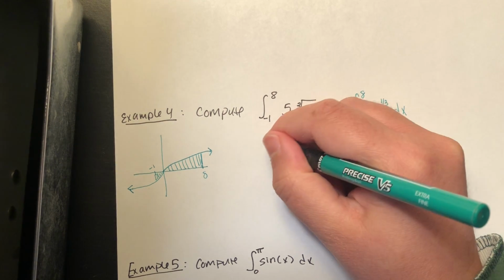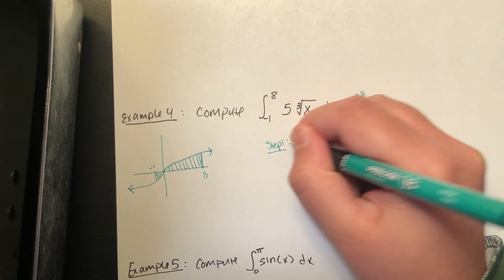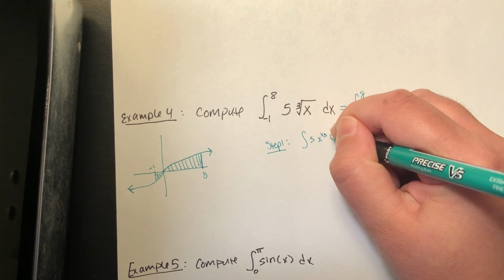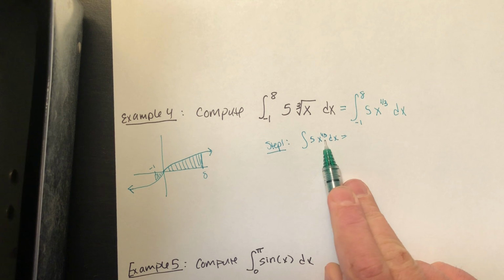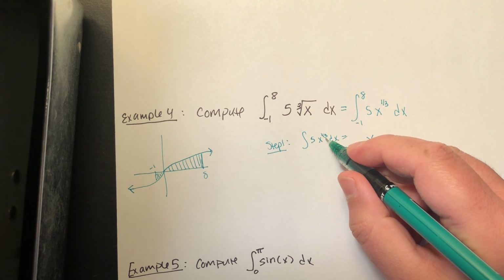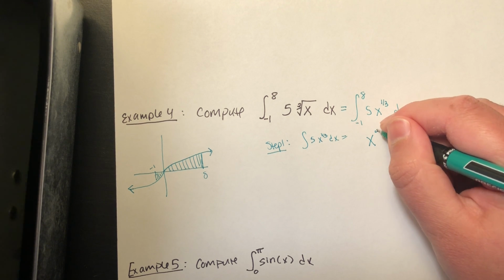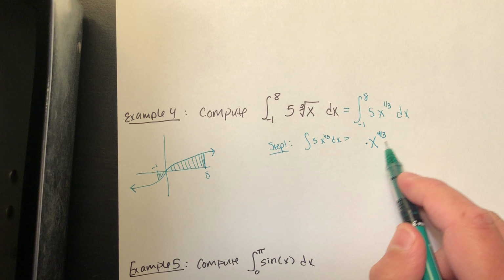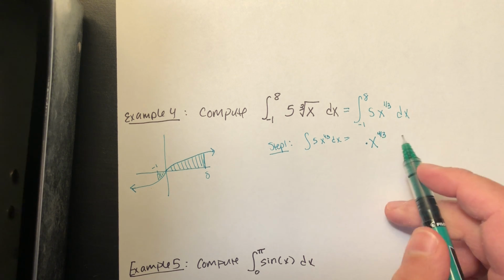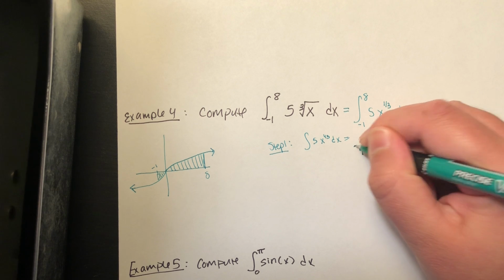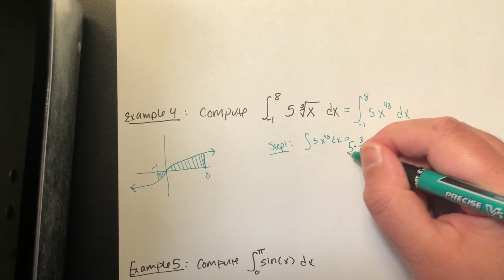Okay, so step 1, find the antiderivative of 5x to the 1/3 dx. So I need to add 1 to my exponent. All right, 1/3 plus 3/3 would be 4/3. And then I need to multiply by 1 over the new exponent. So 1 over 4/3, which is like 3/4. And oh, we still have a coefficient of 5 out here.